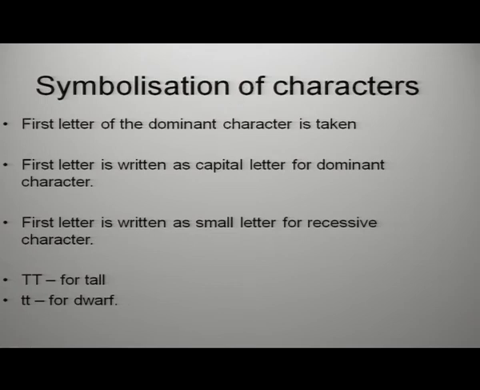Now, how can a character be symbolized? Symbolization of characters. The first letter of the dominant character is taken. For example, the character is tall. Tall begins with a T. So we will take the first letter T, written as a capital letter for the dominant character, and the same letter T written in small letters forms the recessive character. So this is one system of symbolization, where we use the first letter of the dominant character; if it is written in capital, it forms the dominant character, and if it is written in small letter, it forms the recessive character.